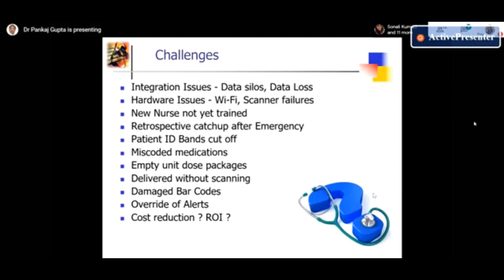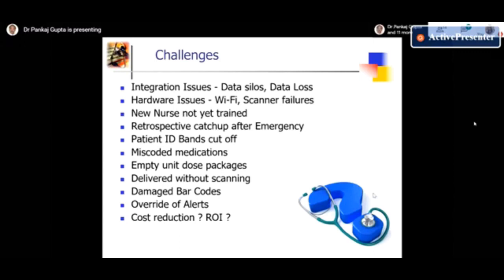Patient ID bands are cut off. The patient is feeling irritated, so he took it off. Miscoded medication: at the time of printing, it did not print properly. Or the sachet or the bottle came empty, there is no medicine in it. It was delivered without scanning. Somebody delivered it, it was never scanned and it got delivered. Damaged barcodes: the barcode is not being read at all, what will you do?